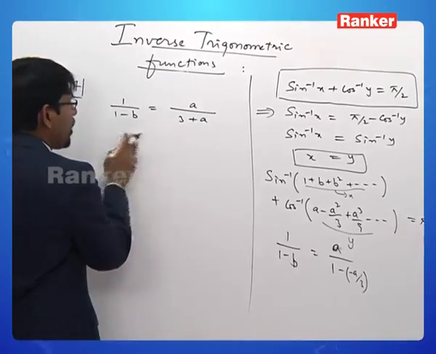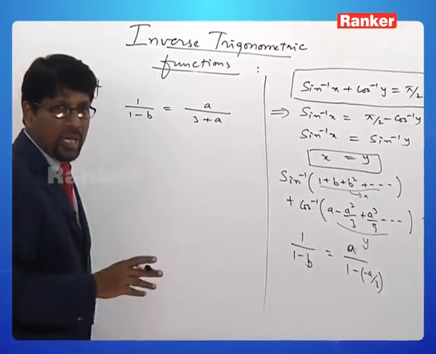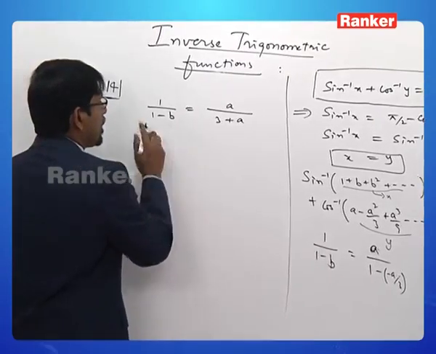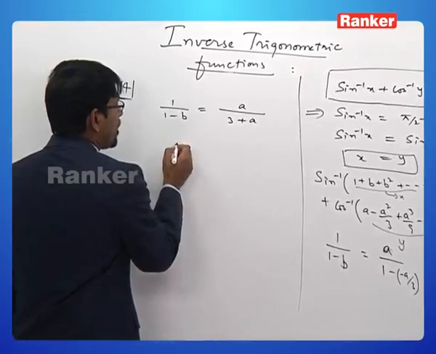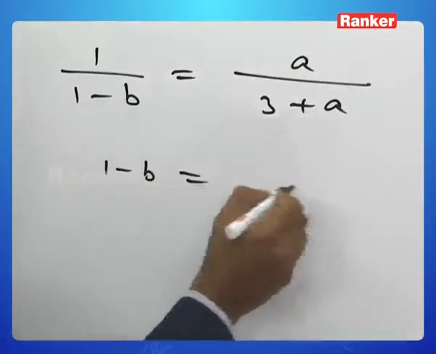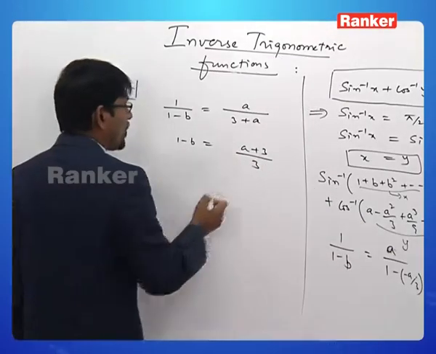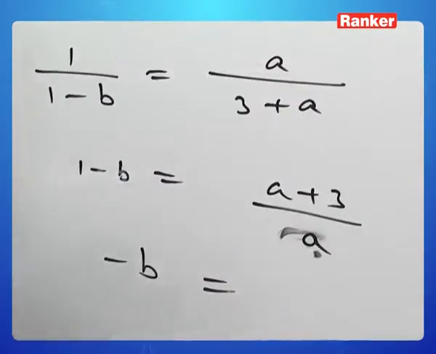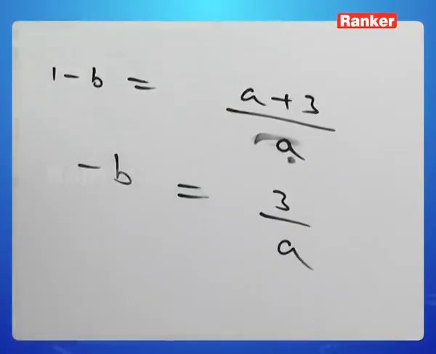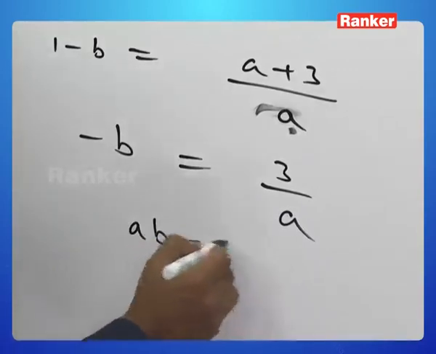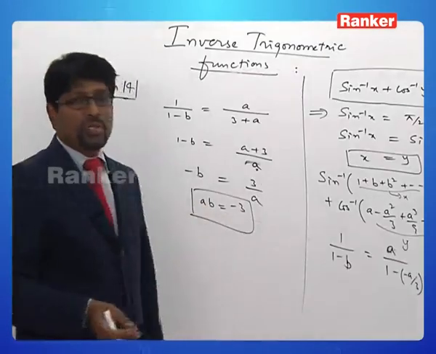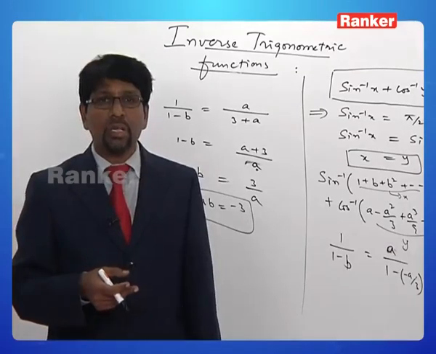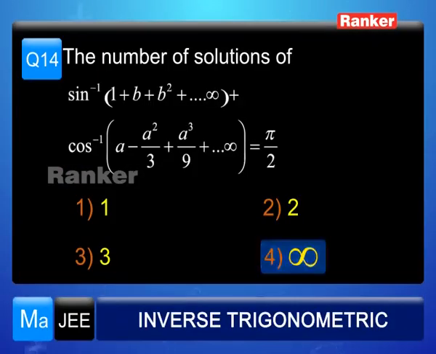Now, clearly, this is an equation that is possibly satisfied by infinitely many values of a and b. So here we can have 1 minus b equal to 3 by (a plus 3), in other words minus b equal to 3 by a, so we will have ab equal to minus 3. Now, how many values of a and b are there whose product is equal to minus 3? There could be infinitely many. So the answer is infinite. Option 4 is the right answer.